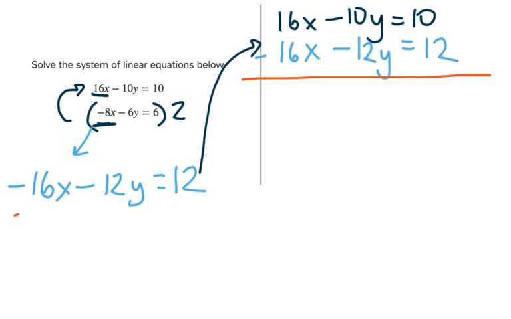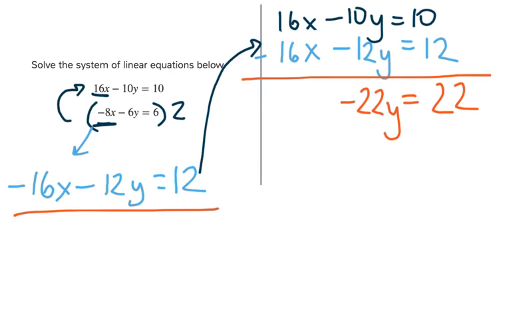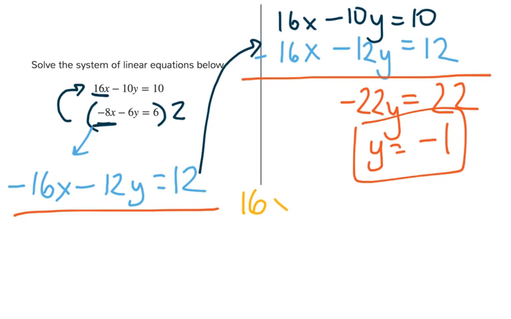Okay, now I can add this new version of my second equation to the first equation right over here. So 10 plus 12 is 22. Negative 10y minus 12y is negative 22y, and 16x minus 16x cancels out. That is simply 0. Now I can solve for y. y equals, if I divide both sides by negative 22, y equals negative 1, and I have my value for y. Let me plug this back into my first equation to solve for x.